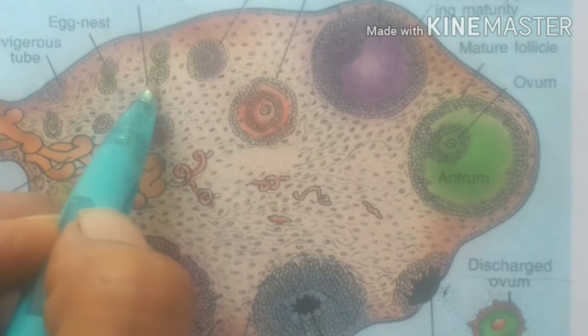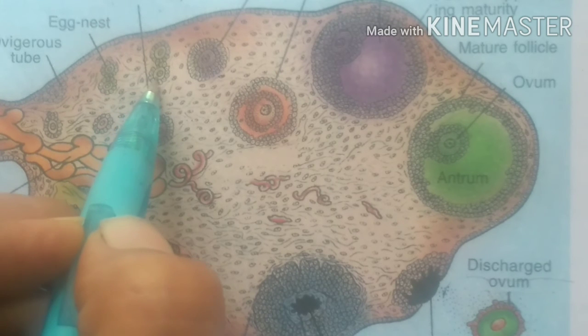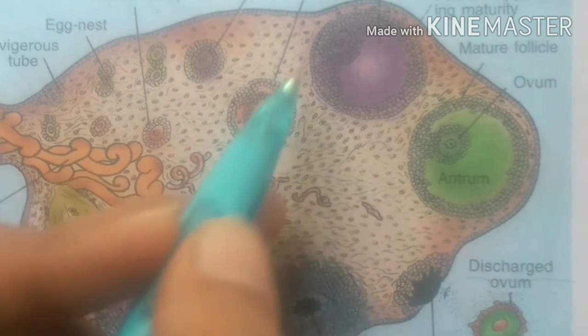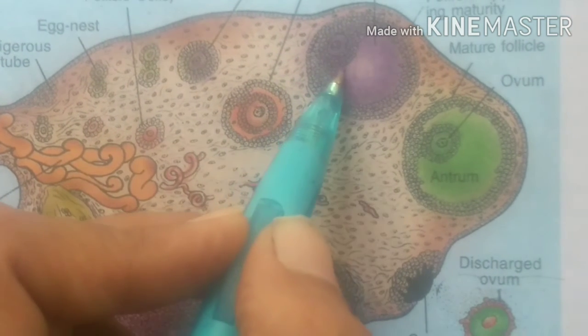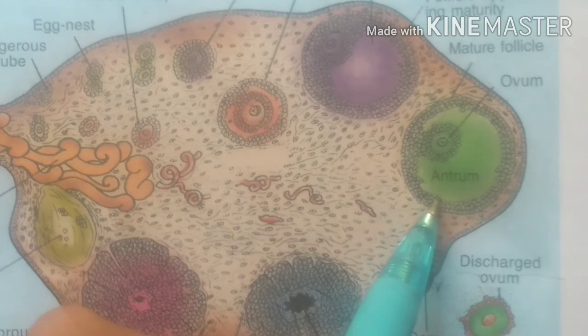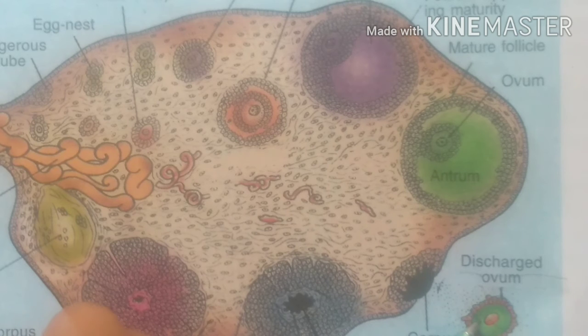Here the ova are not free like the male sperm. In the male reproductive system, the sperms are free, but ova are not free. Ova are enclosed in a bag, and this bag is called the follicle. Only one Graafian follicle matures at a time in a female ovary on either side. Only one Graafian follicle develops and only one ovum is released.